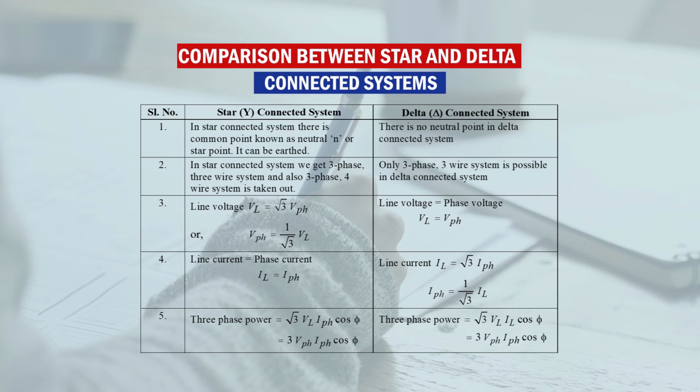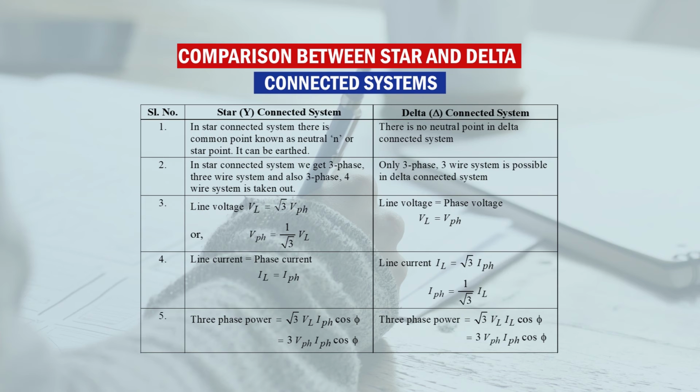Second point that you can note down is that in a star connected system we get a 3 phase 3 wire system and also a 3 phase 4 wire system can be taken out. But in case of delta connection, only a 3 phase 3 wire system is possible. And if we are talking about the relation between line voltage and phase voltage, in case of a star connection, line voltage is equal to root 3 times phase voltage. In other words, you can say phase voltage is equal to 1 upon under root 3 times line voltage. But in case of delta connection, line voltage is equal to phase voltage.